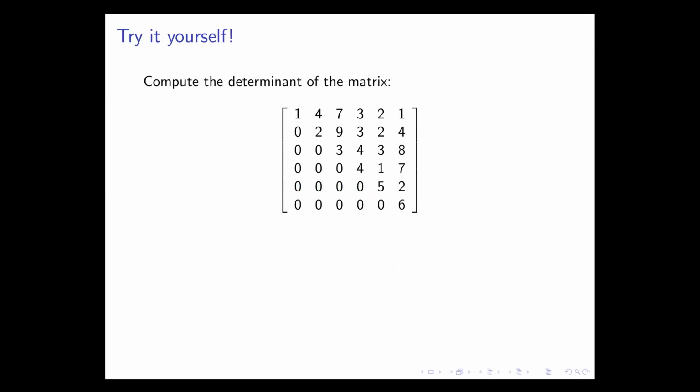Okay, now let's look at this one, right? We have another 6 by 6 matrix, given in this form. How would you do the calculation in that case? Of course, we need to take advantage of the fact that there are this many zeros below the main diagonal.